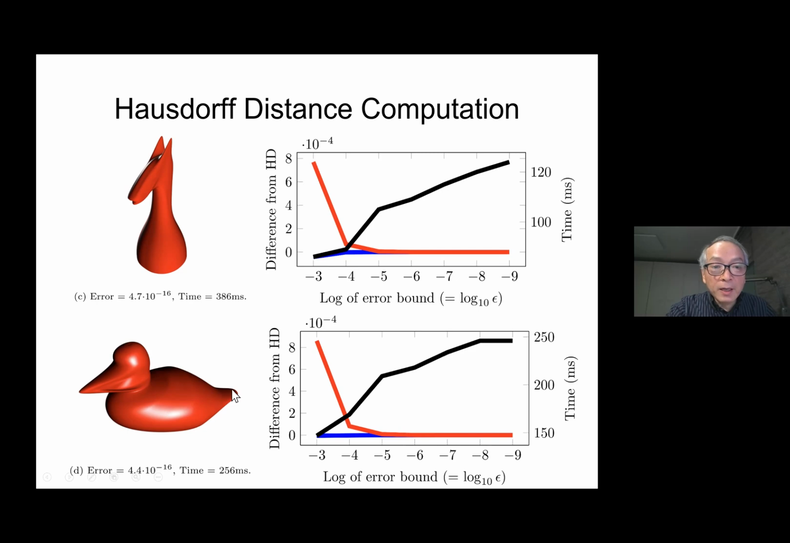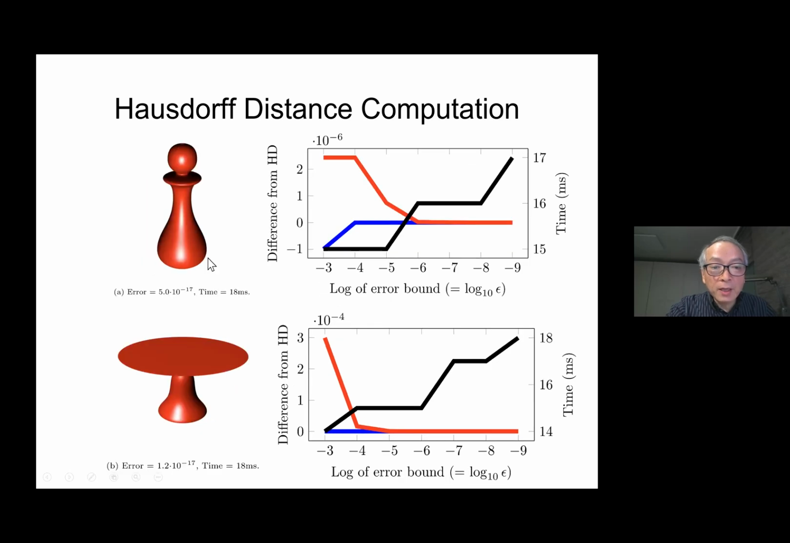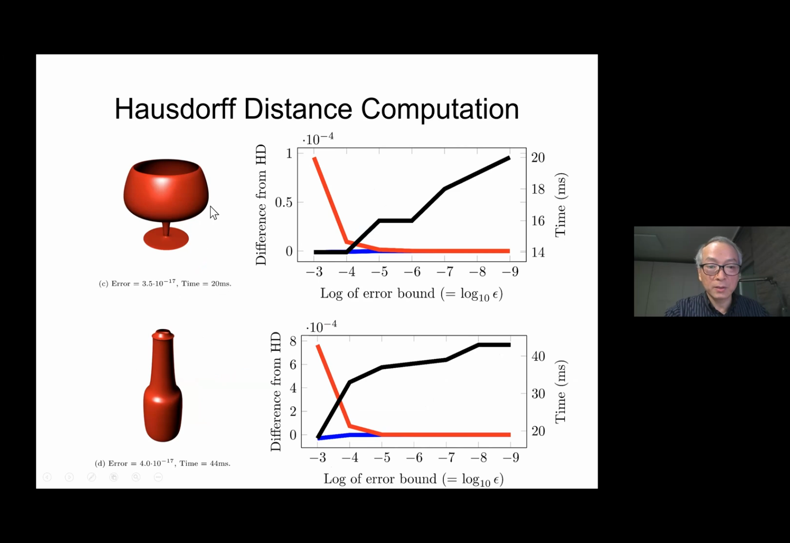Our advantage is in handling surfaces of revolution. In the case of a surface of revolution, using the symmetry, we could compute the Hausdorff distance much faster. This one is almost real time. And then we have other models like this. This is 20, and this is a bit more expensive, but it's okay.